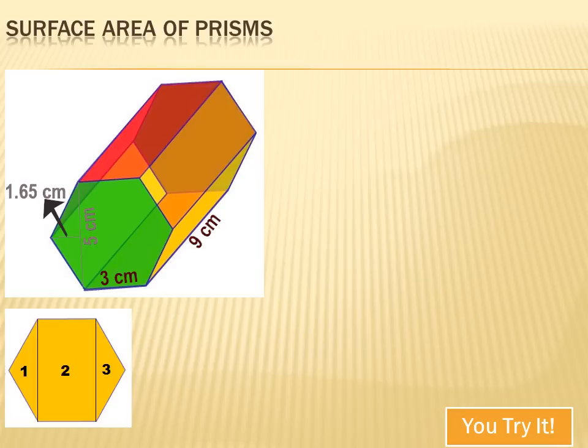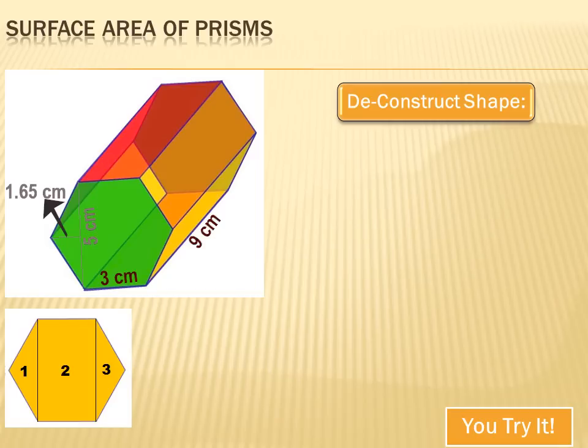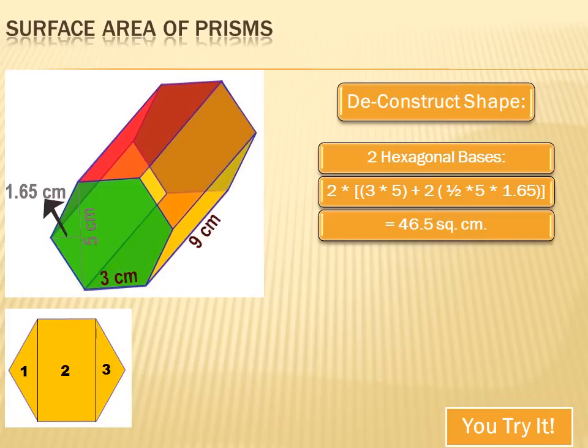Well, if you didn't get this one right, don't beat yourself up, because it was pretty complicated. If you did get it right, pat yourself on the back, because this was a little tough and you did a nice job. First thing we need to do is deconstruct this shape. I've got 2 hexagonal bases. There's 2 of them. And each of those bases is composed of 2 triangles plus a rectangle.